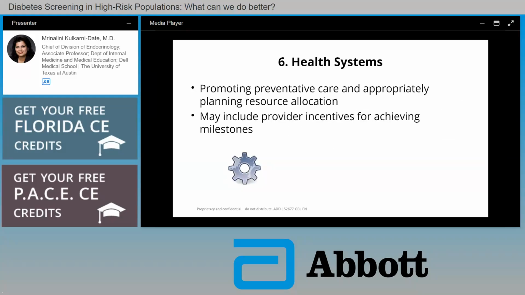And then the larger health systems. We need to promote preventative care more. We need to appropriately allocate resources. Our traditional healthcare system is really, really focused on treating acute problems. And that's how billing works. That's where all the coding comes in. That's what's emphasized. And we really need to figure incentives for health systems as well as caregivers to achieve preventative milestones in prevention.